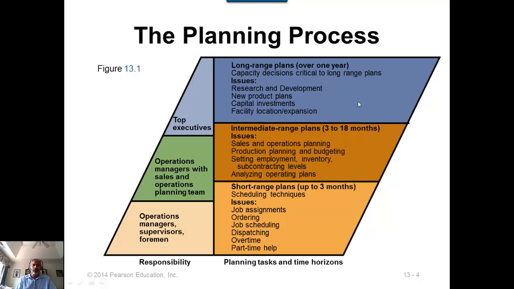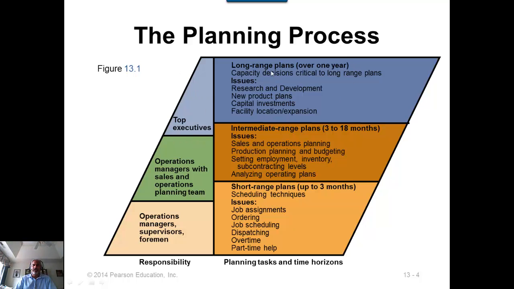Long-range plans would involve new product development and what are the research and development goals for the future, and large capital investments like building new plants and facility location and expanding your market share internationally, locally. So these are long-range planning activities, and typically, as you would expect, they will be done by top executives.